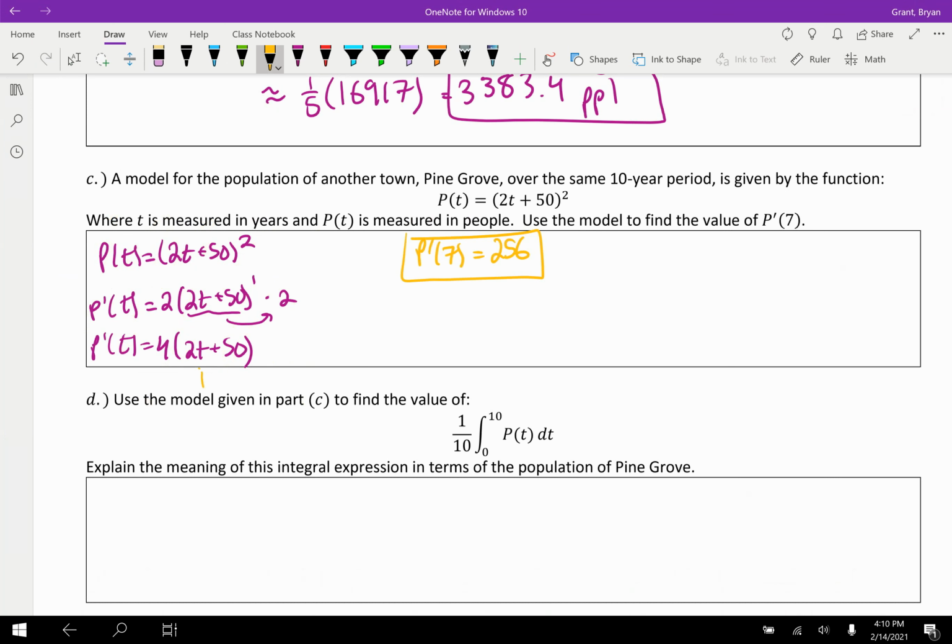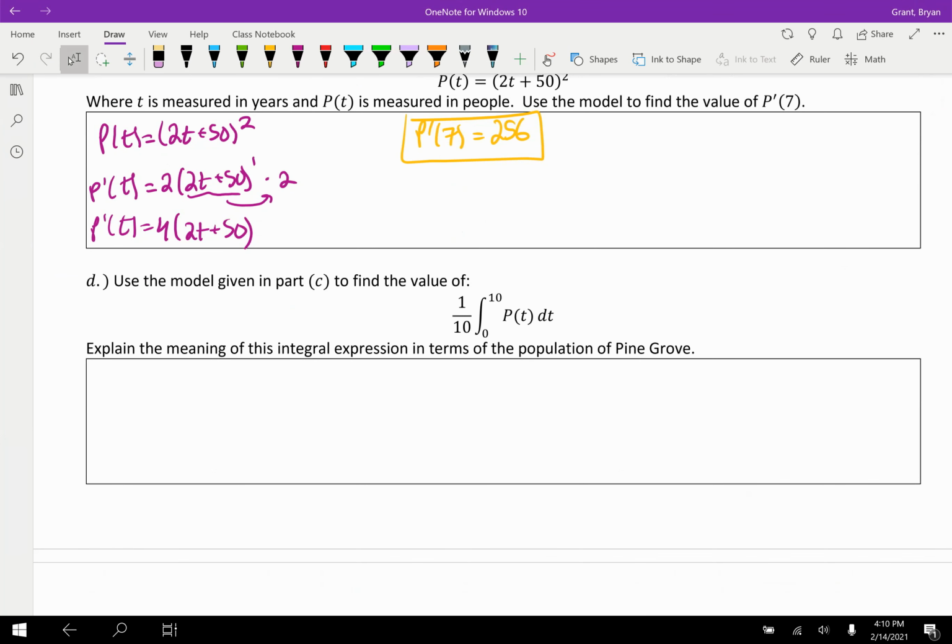Now, you could check it. You could substitute 7 in here. 14 plus 50 is 64 times 4 is 256. So that is right. But again, if it is calculator active and you have the chance to use your calculator, please do so.